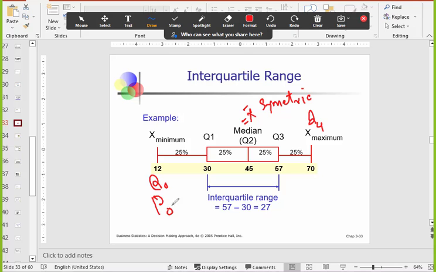This will be P0, P25, P50, P75, and P100. So these are percentile names, and these values correspond to each location and symbol or location name from the data. And the answer that came out is that the interquartile range is 27. So this number has one advantage, that it is not sensitive to outliers, and it also gives us some indication of how the data is scattered.